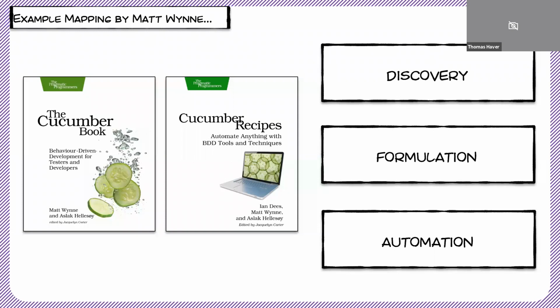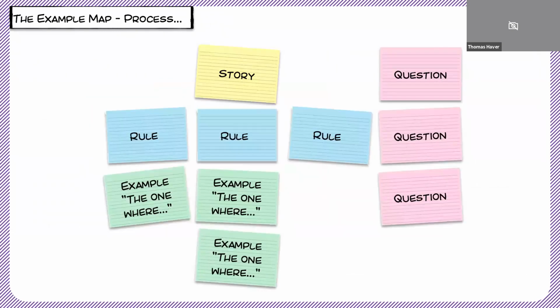So let me walk you through this process to make it a little bit more clear. And here's a great recommended event that teams can adopt to help support automation. It's called example mapping. In an example map, you start with a single user story.